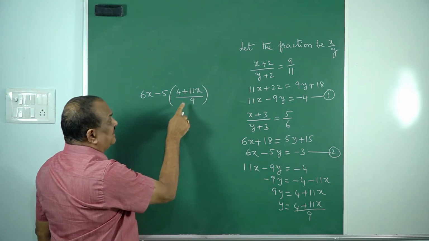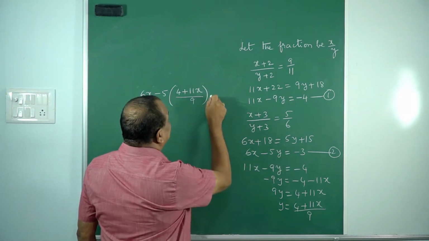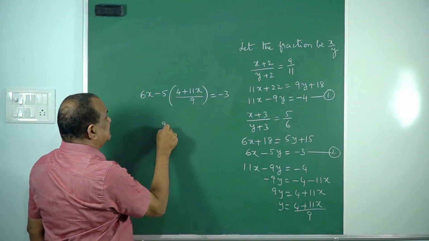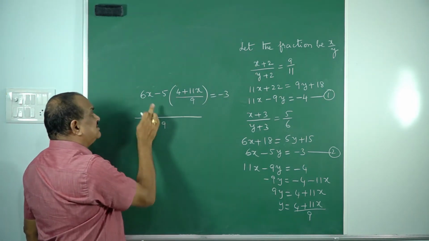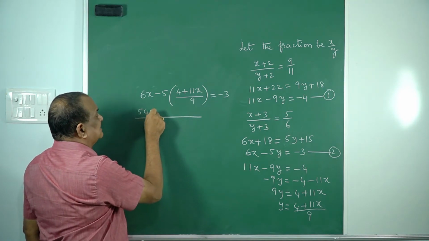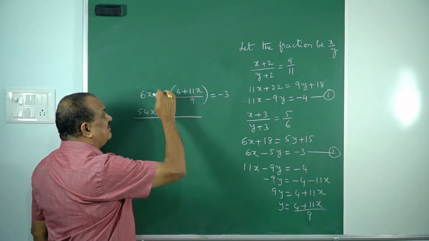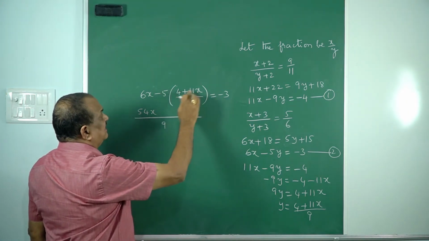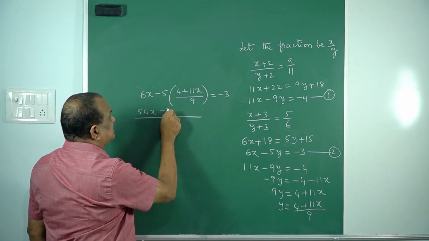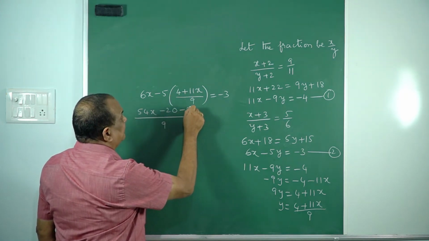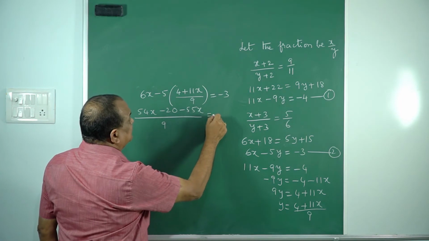6x minus 5y equals minus 3. Now 9 is the LCM of the denominators. 9 times this 6x is 54x. In this, 9 goes only one time, so whatever you have there, write down. Minus 5 times 4 is minus 20. Minus 5 times 11 is minus 55x. And that is minus 3.